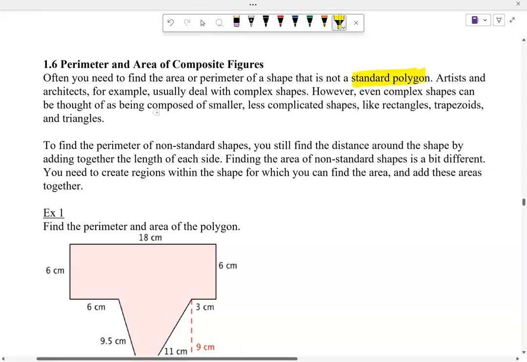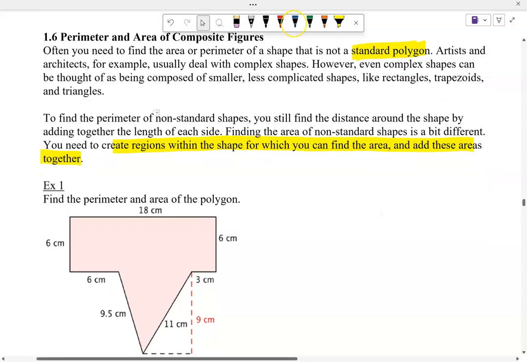All right, let's take a look at perimeter and area of some composite figures. So something that's not a standard polygon. When you get some complex shapes, you may have to split them up a little bit, create regions, so you can find the area and then add the areas together. But let's go ahead and start with the perimeter on this first one here.